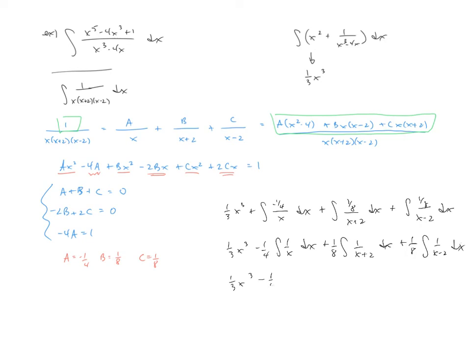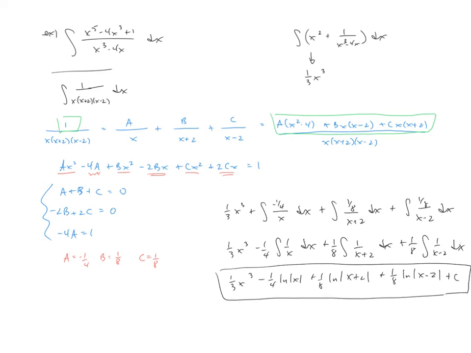This will be a minus 1/4 natural log absolute value of x, plus a 1/8 natural log absolute value x plus 2, and then plus a 1/8 natural log absolute value x minus 2 plus c. So those integrals respectively, where it was just a natural log directly, and then a u sub to a natural log and a u sub to a natural log.